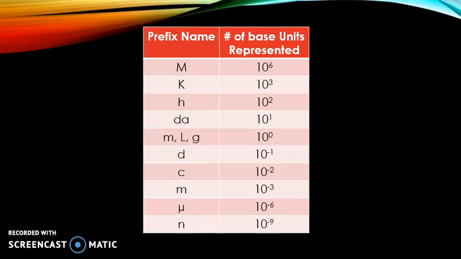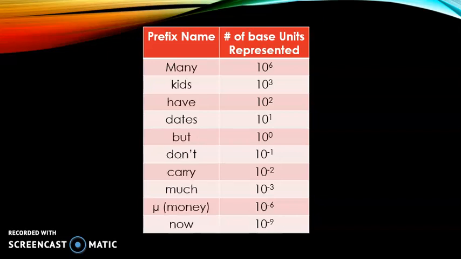So here's the sentence that I like to use to keep the metric prefixes in order, and that is, many kids have dates, but don't carry much money now. Now, I like that by the time you hit money, that money symbol is kind of a weird symbol, and so is micro. So that makes it a little bit easier for me to understand and remember. And also, when you start a sentence in writing, you usually capitalize the first word. And mega is the only capitalized unit in this whole system, which is pretty nice. So hopefully that will help you remember these. Again, you do need to memorize both the prefixes and the 10 to the values for them.